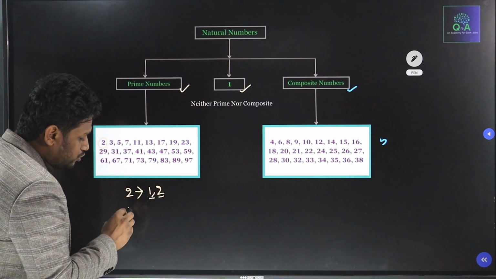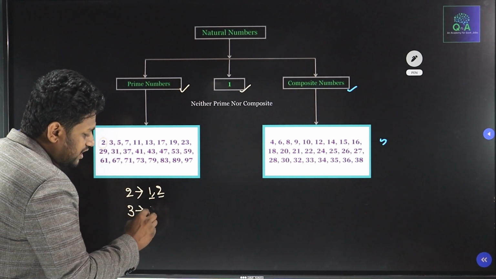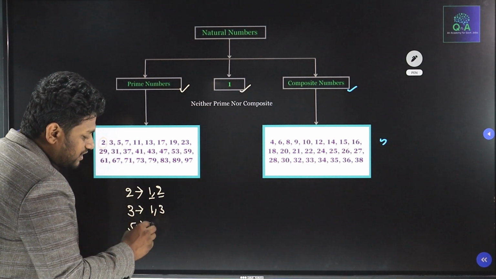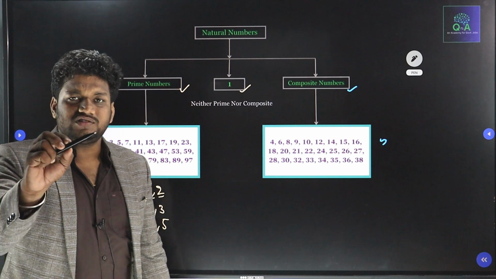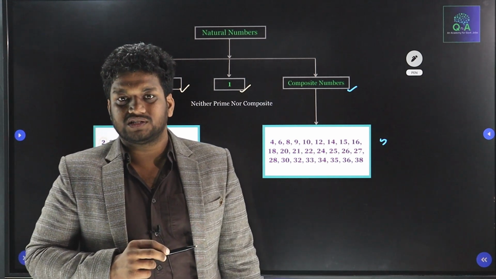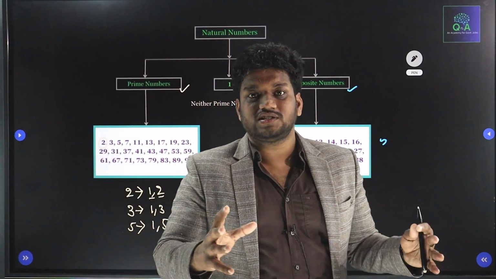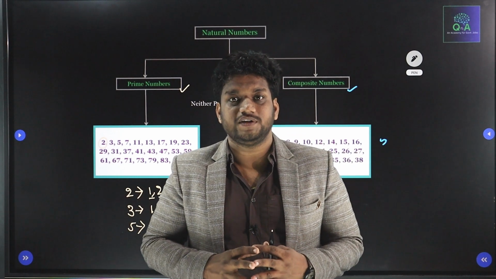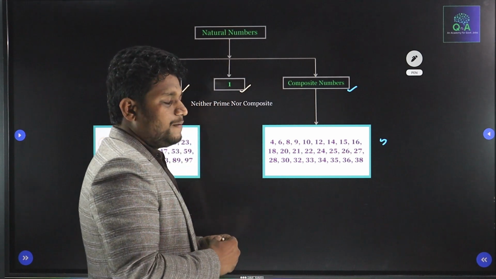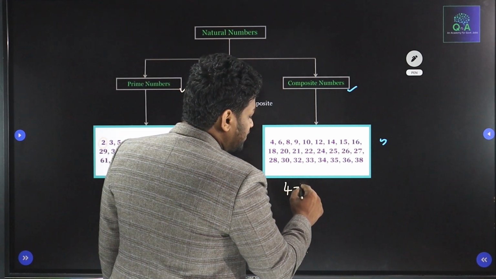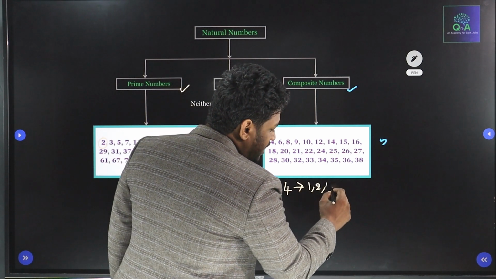In the same way, if I take two more examples, which are 3 and 5. What are the factors of 3? 1, 3. What are the factors of 5? 1, 5. If I have only two factors, those numbers will be considered as prime numbers. Then what are composite numbers? Composite numbers are numbers where we have more than two factors. If I take one example as 4, what are the factors of 4? 1, 2, and 4.